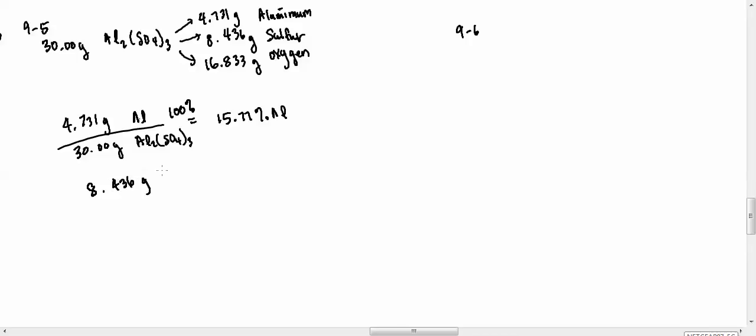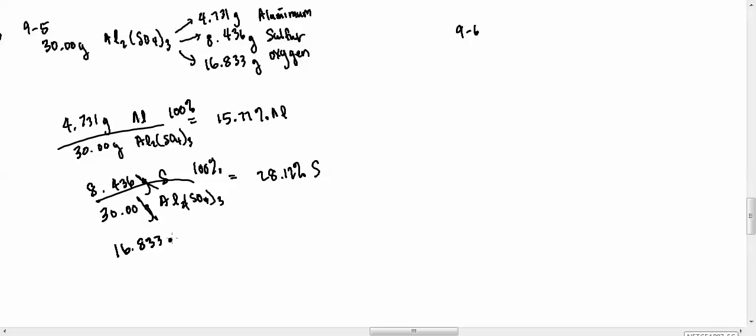You do the same thing with the sulfur, so that would be 8.436 grams of sulfur and 30.00 grams of aluminum sulfate. And notice how the grams cancel out with the grams. And so I'm left with, of course you do the 100% over there, 28.12% of sulfur.